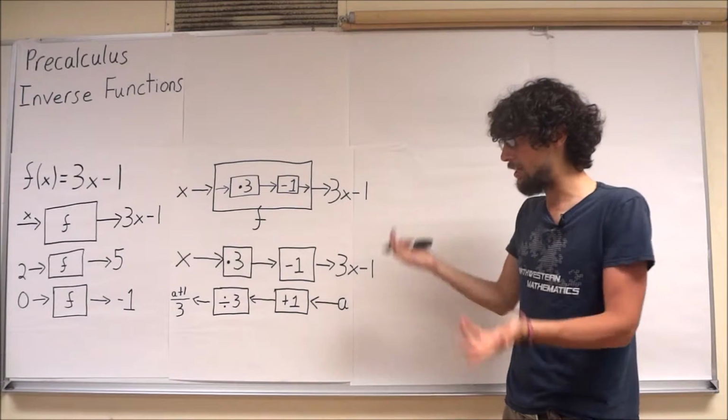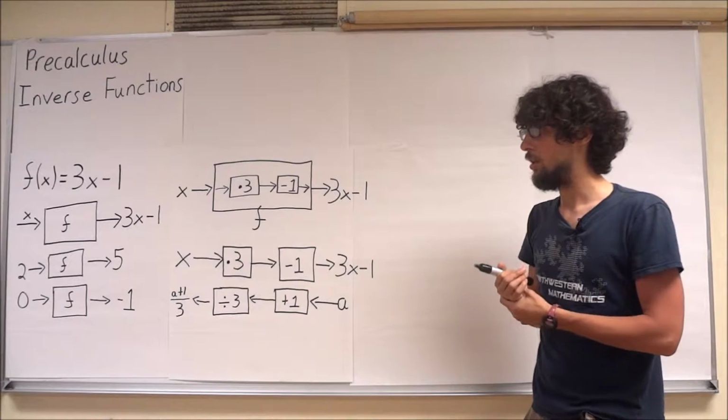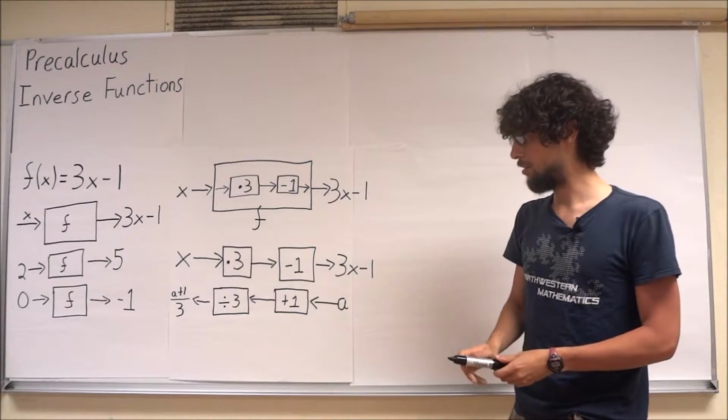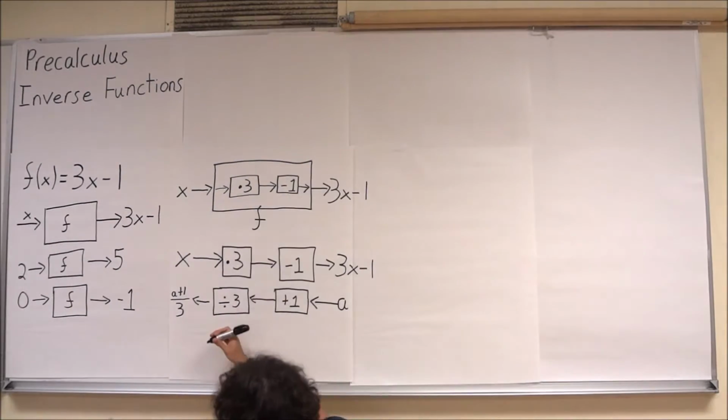Now, the letter a here is completely arbitrary. We often write inverse functions still using x. So I could write f inverse of x equals (x plus 1) over 3.